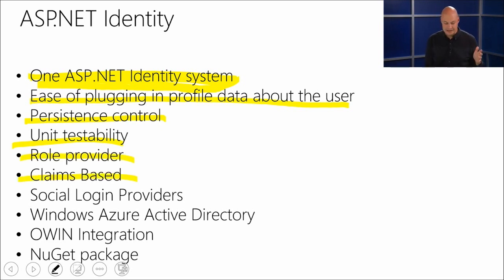So we can't dig into this today, but there's some great information out there if you go to asp.net/identity. And the idea is a role is a Boolean. It just says yes or no. Is this user an admin? Yes or no. A claim can carry rich information.